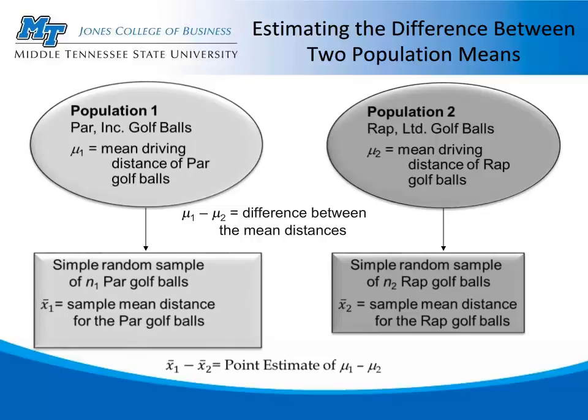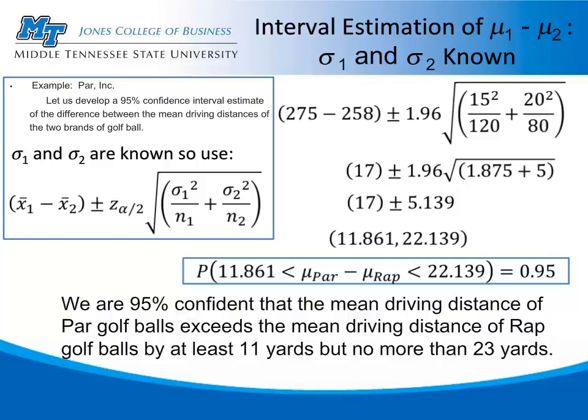In this case, the statistic is x1 bar minus x2 bar. But there's a formula based on sigma 1 and sigma 2 for the standard error of the difference of the sample means. Now I put the question of the problem right up in the top left-hand corner. We want the 95% confidence interval estimate for the difference between the mean driving distances of the two brands of golf ball. So sigma 1 and sigma 2, we know what they are. We have the 15 and the 20. So we're going to use the formula.